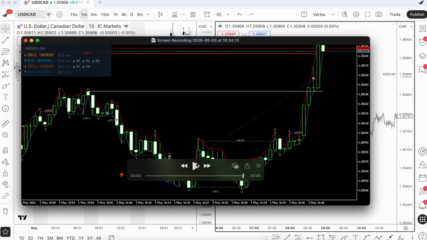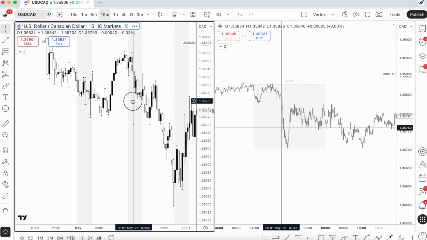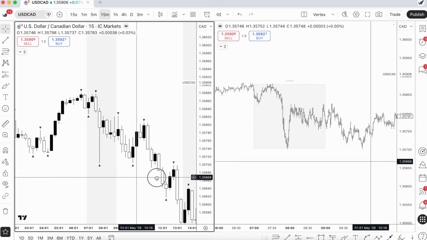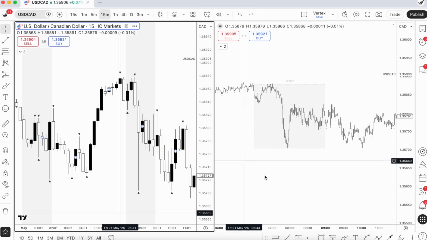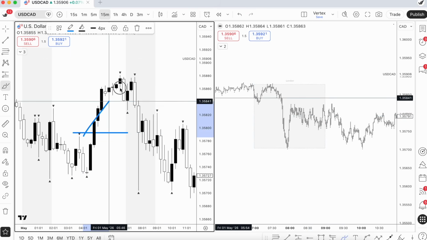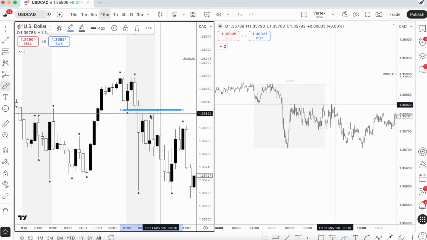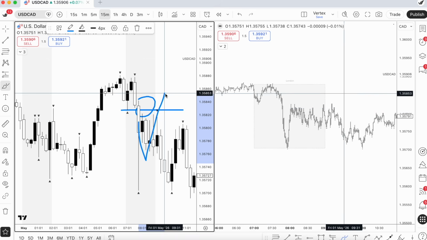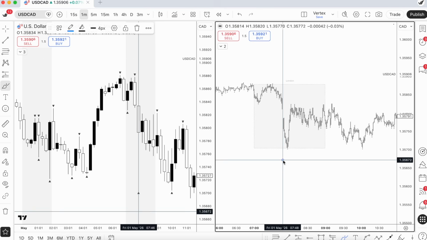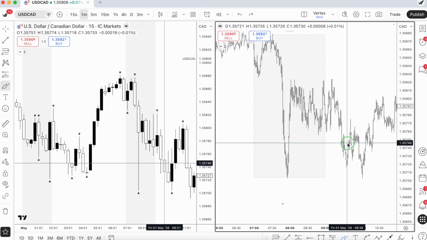So this is again 1st of May USDCAD New York session. Okay, so coming into London, what we can see is we first take out the high, which means that we're looking to go short. We just need to be aware of that as soon as that low gets taken, we're going to look to go long.